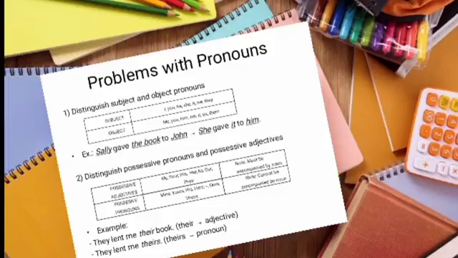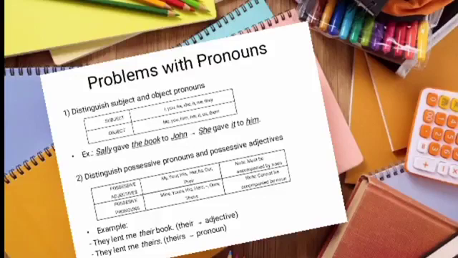There are three most common problems of pronouns on the TOEFL test. The first, distinguish subject and object pronouns. Look at the table. That is the formula that we should know in distinguishing between subject and object pronouns. You can see that subject pronouns consist of I, you, he, and etc. And object pronouns consist of me, you, him, her, it, us, and etc.